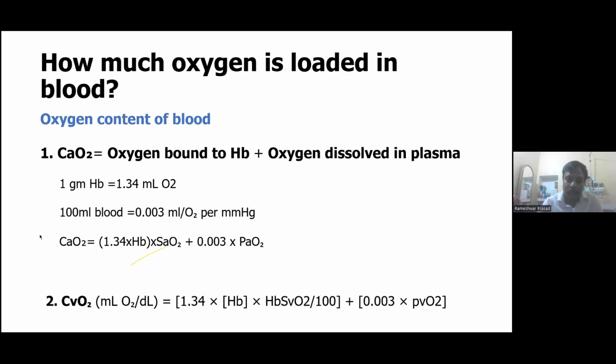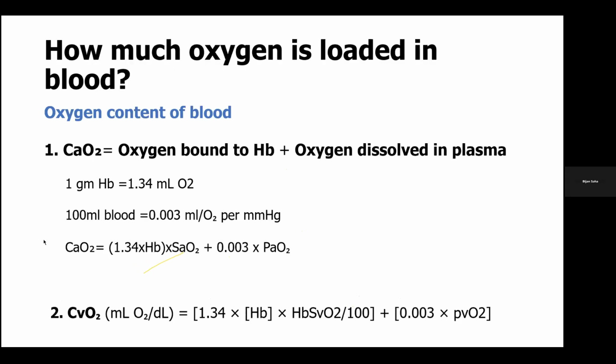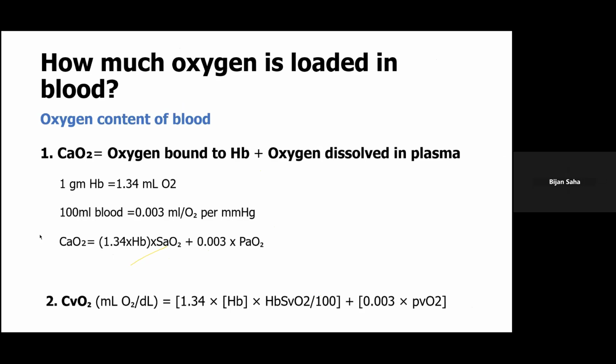10 seconds and give me the answer. Anyone? Given 10 seconds. 70. Hmm? It will not be 70, it will be less. How much? Arnav has written 70, it will not be 70, it will be less than that, it will be 20. I didn't hear.